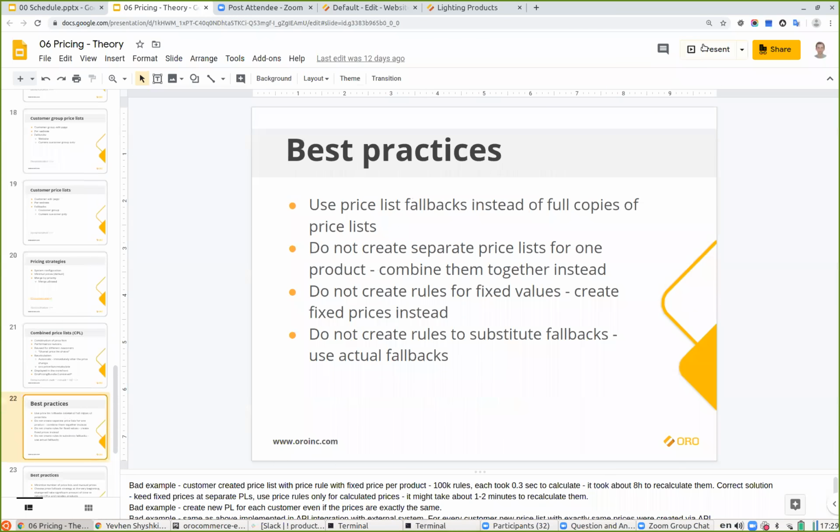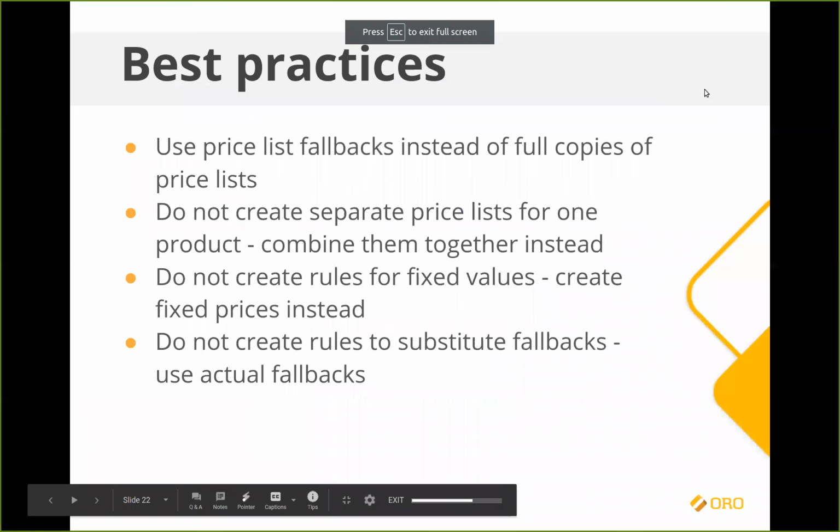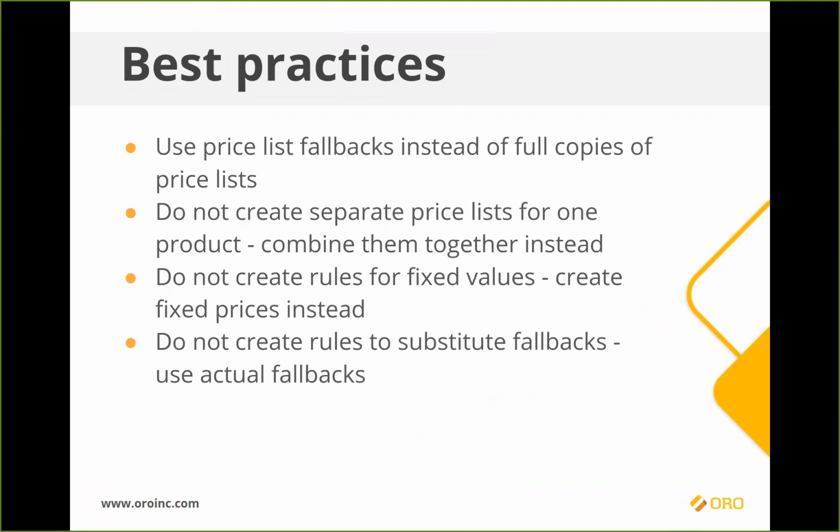And a couple of best practices about using the pricing engine and how to deal with the prices in real life. We have some customers which use full copies of the price list instead of the fallbacks. Please use fallbacks, because first, you will have a better performance. Second, it will be easier for you to handle them. Next recommendation, do not create a separate price list only for one product. Combine them together instead. Again, the performance reason. The fewer price lists you have, the fewer joins the application has to make, the better and faster it will work. Do not create rules for the fixed values.